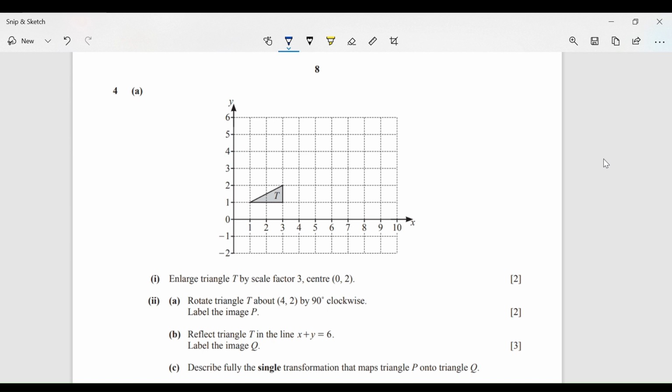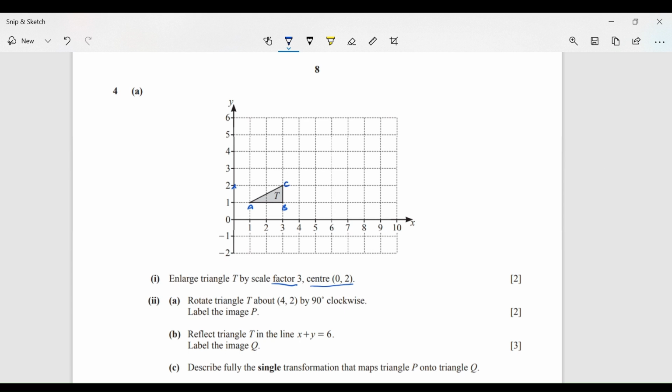A part, first part. Enlarge the triangle T by scale factor 3 and center 0, 2. So we have been given scale factor 3 and center 0, 2. So the center of enlargement is 0, 2. So its center will be this point. So we have been given a scale factor of 3. So let's mark the vertices. This is A, this is B, this I will take C.